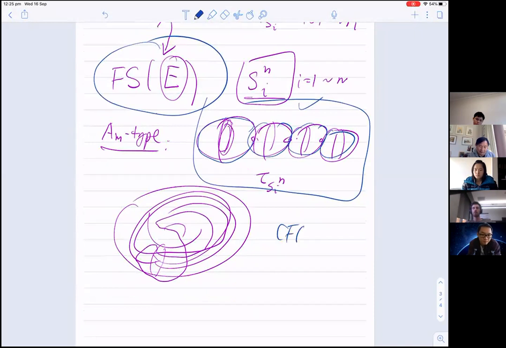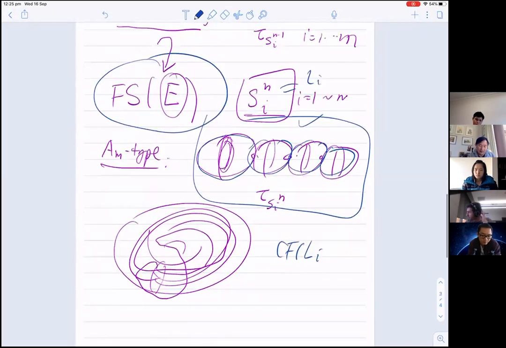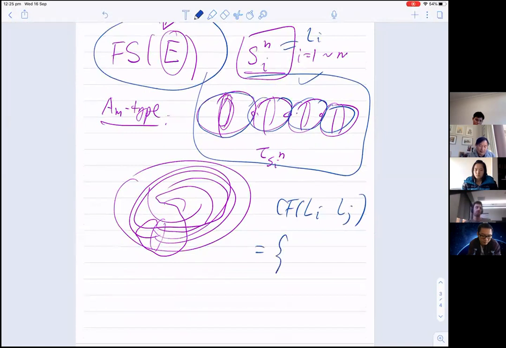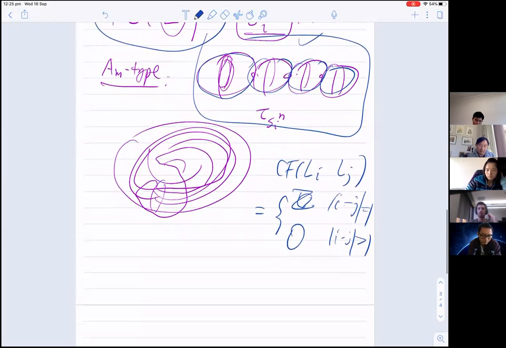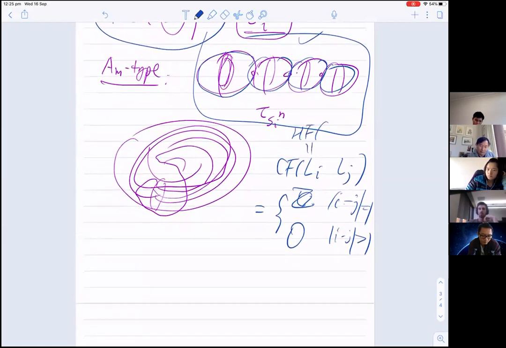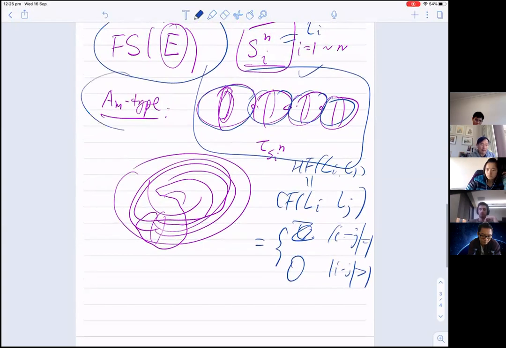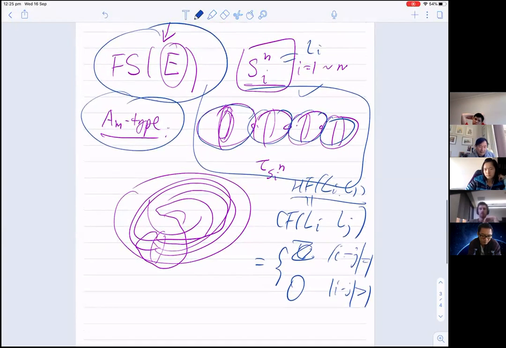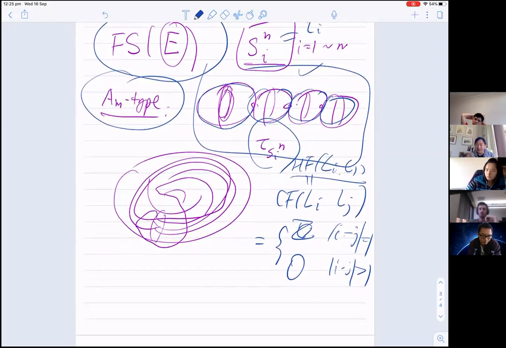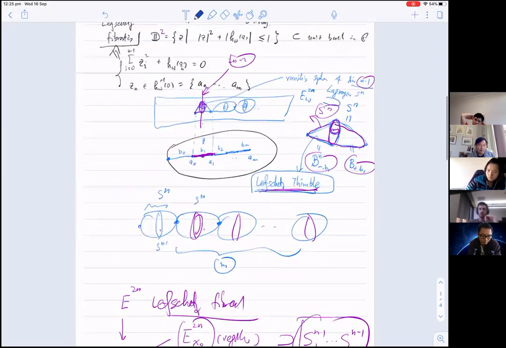Because the chain complex of these L_i, suppose this is L_i, L_j, this is one dimensional, so maybe it is C or maybe Z, if i minus j is 1. If i minus j is greater than 1, then there is no intersection point. And because it's only one, it's the same as the Floer homology group. So in this A_n type, this Lagrangian intersection homology is very simple. But when we apply the Dehn twist, we'll create many Lagrangian submanifolds. Right? We did that before.